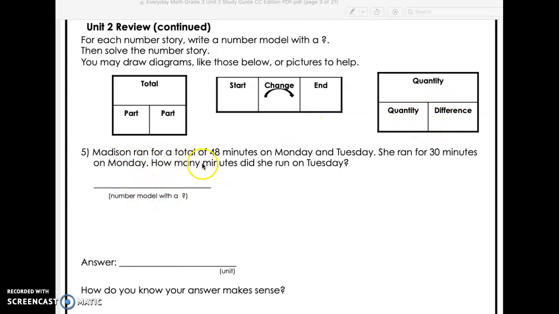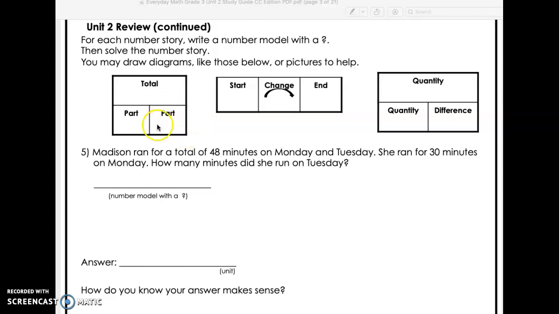Madison ran for a total of 48 minutes on Monday and Tuesday. She ran for 30 minutes on Monday. How many minutes did she run on Tuesday? Well, I know her total amount is 48. So we know the total. So you could put 48 in this box. We know she ran 30 minutes on Monday. That's part of it. We know part of it is 30. And we don't know how many she ran on Tuesday. So we need to know this other part.